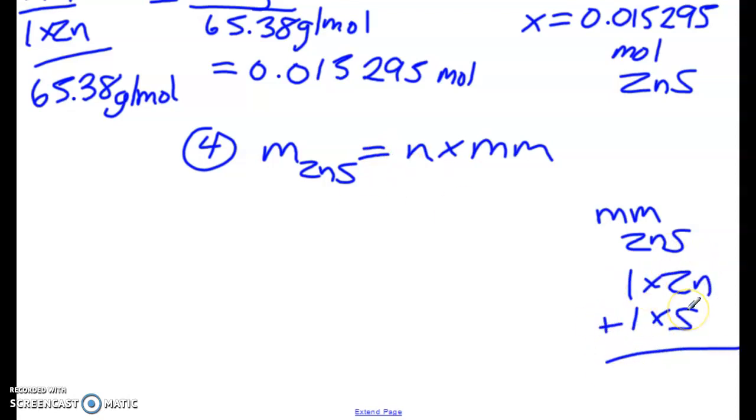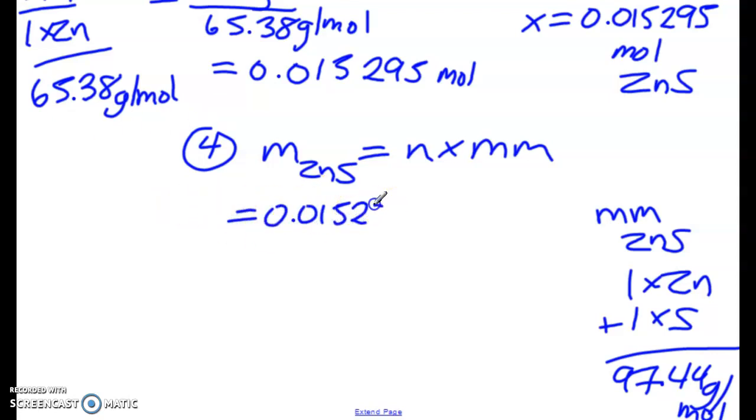I do need to see your molar mass calculations. Even if it's a little side calculation here, I do need to see it so I know what you're adding up. So we have 1 zinc plus 1 sulfur, which ends up being 97.44 grams per mole. So our mass here is going to be 0.015295 moles times the molar mass, 97.44 grams per mole.